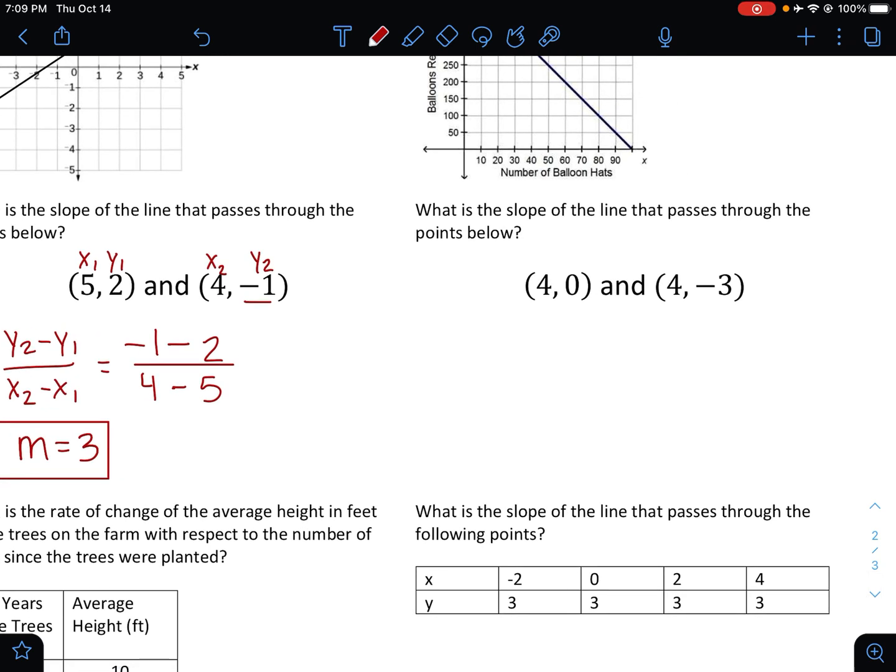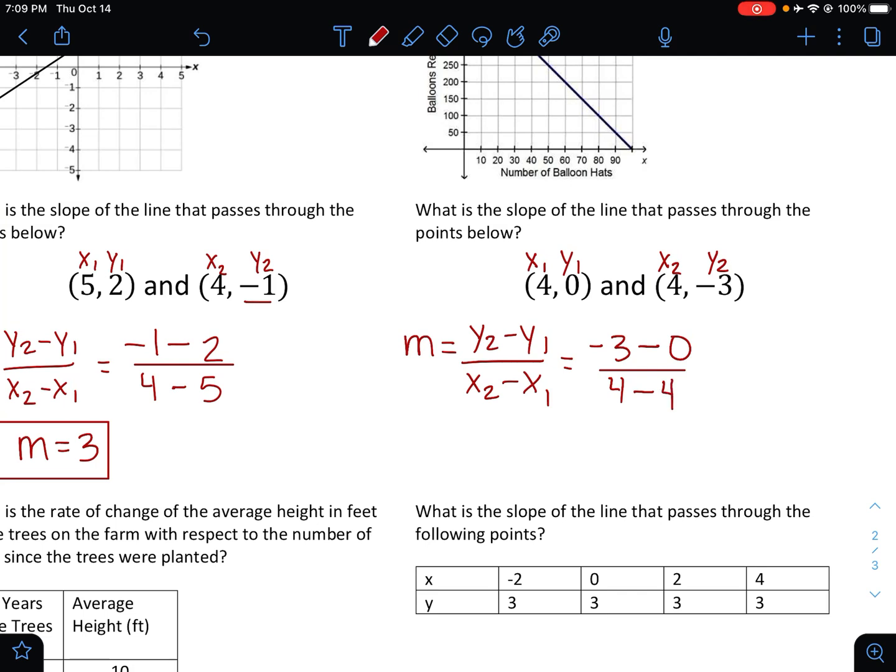Next one, what is the slope of the line that passes through the points below? So again, I'm going to label x sub 1, y sub 1, x sub 2, y sub 2. I'm going to rewrite our formula. M equals y sub 2 minus y sub 1 over x sub 2 minus x sub 1. And we plug in our values. So y sub 2 is negative 3 minus y sub 1, which is 0, over x sub 2, which is 4, minus x sub 1, which is also 4.